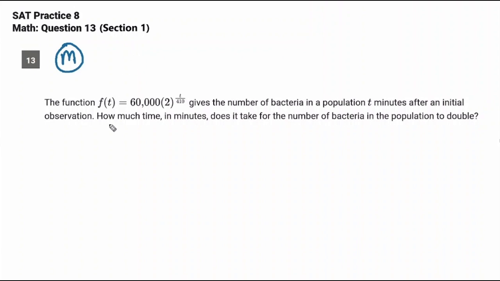The function f of t equals 60,000 times 2 to the t over 410 gives the number of bacteria in a population t minutes after an initial observation. How much time in minutes does it take for the number of bacteria in the population to double? So write down what you're looking for. It doesn't have to be elegant or fancy. It just helps to know exactly what you want on these slightly complex questions.